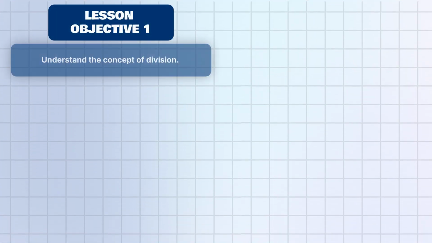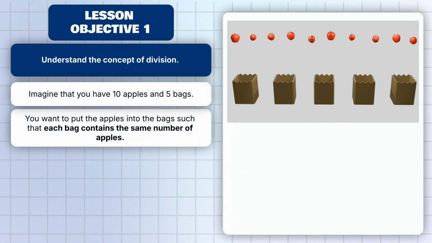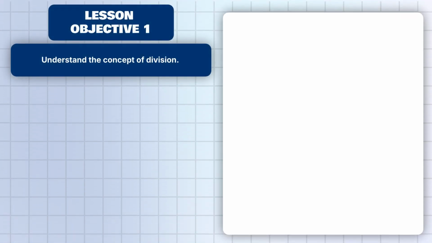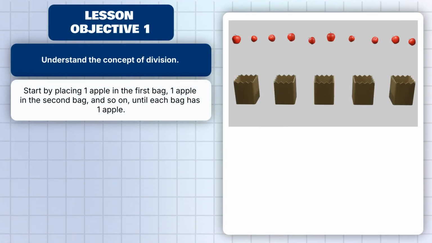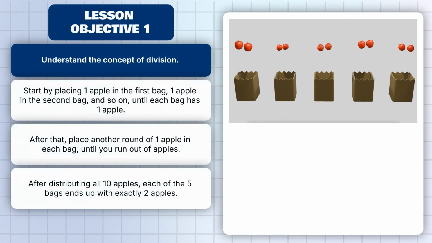Let's dive into the concept of division through an intuitive example. Imagine that you have 10 apples and 5 bags. You want to put these apples into the bags such that each bag contains the same number of apples. Using intuition, you could start by placing 1 apple in the first bag, 1 apple in the second bag, and so on until each bag has 1 apple. After that, place another round of 1 apple in each bag until you run out of apples. After distributing all 10 apples, each of the 5 bags ends up with exactly 2 apples.